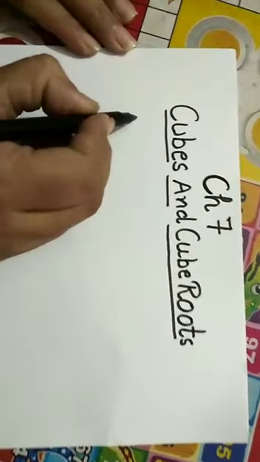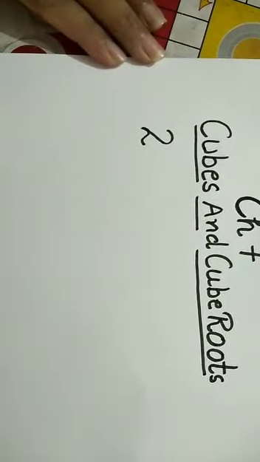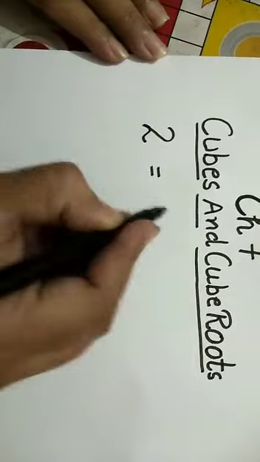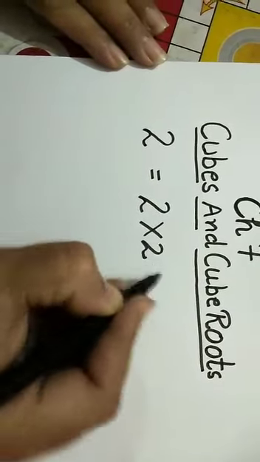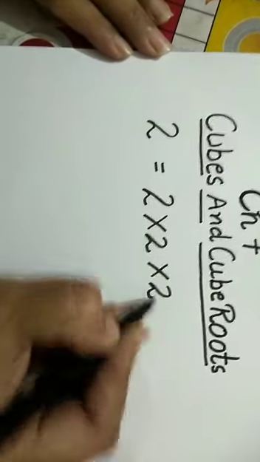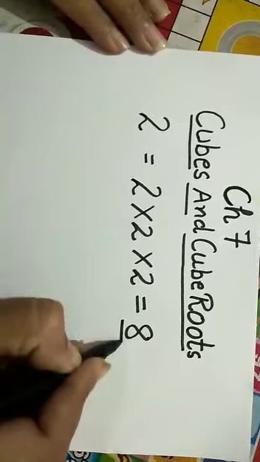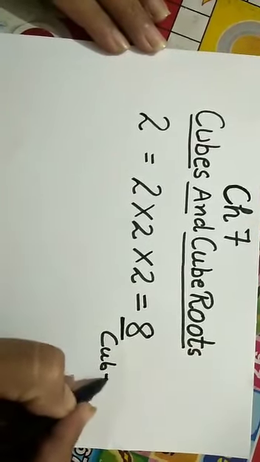You know that when a number is given to you, I am taking the number 2, and you have to find out its cube, you have to multiply this number 3 times. So, we'll get the result 8. We say now 8 is the cube of 2.